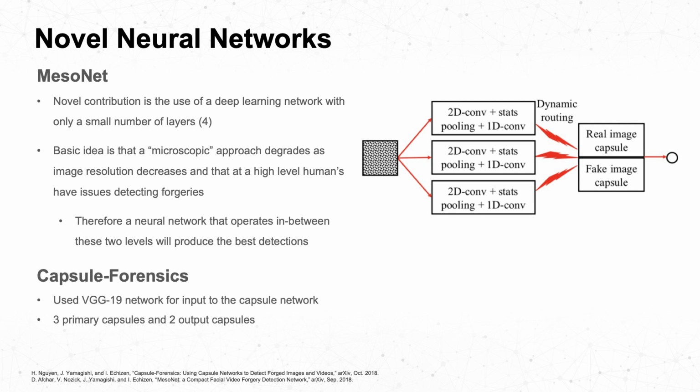The ultimate result was a 4-layer convolutional neural network that does have rather high results in terms of its accuracy on deepfakes. Another interesting neural network architecture that's at least worth mentioning is the capsule forensics network. In this case, the researchers used VGG19, which is a very popular image classifier, as their backbone. And they fed those outputs from that image classifier into 3 primary capsules. These 3 primary capsules in and of themselves are each small convolutional neural networks, and they are each trained independently, so they learn different features. These features are then dynamically routed to 2 output capsules, a real image capsule and a fake image capsule, at which point you can then make a determination if the video is a deepfake or not.